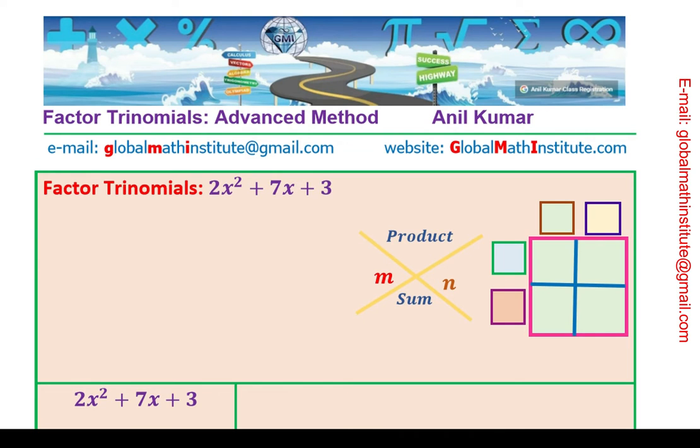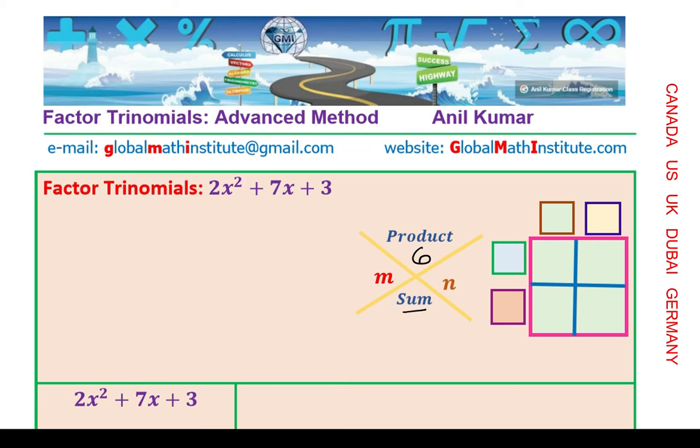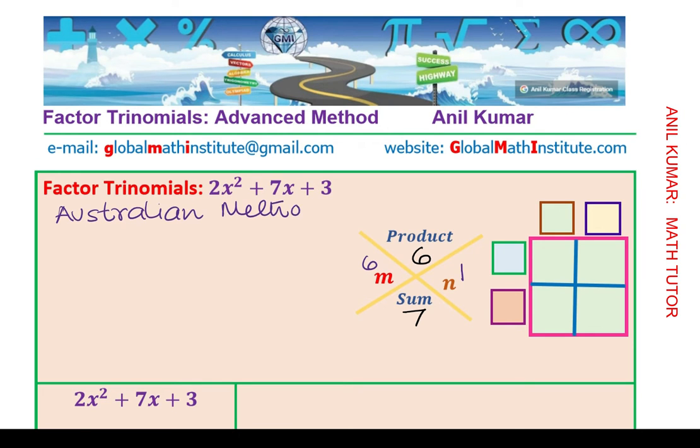So in the Australian method, product and sum is something which we always have to do. We know the product here is 6, and the sum is 7. And for that, what do we get? We get m as 6 and n as 1. That's what we get. Now, in the Australian method, what is done is something like this. It may be new for many students here in Canada and US.